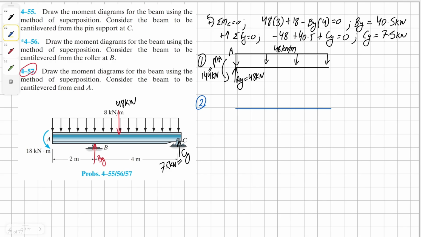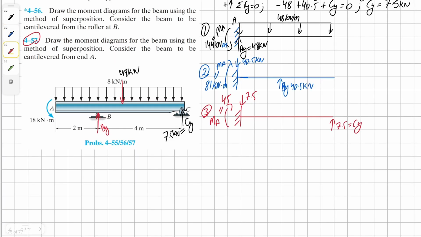Now we can proceed to our second free body diagram. For this, I'm going to draw our force By, and with that, we're going to have an opposite direction force at A, which is going to be downwards 40.5. Then we have to calculate our moment, which in this case is going to be clockwise, and it's going to be 40.5 times 2, which is 81 kilonewton meters.